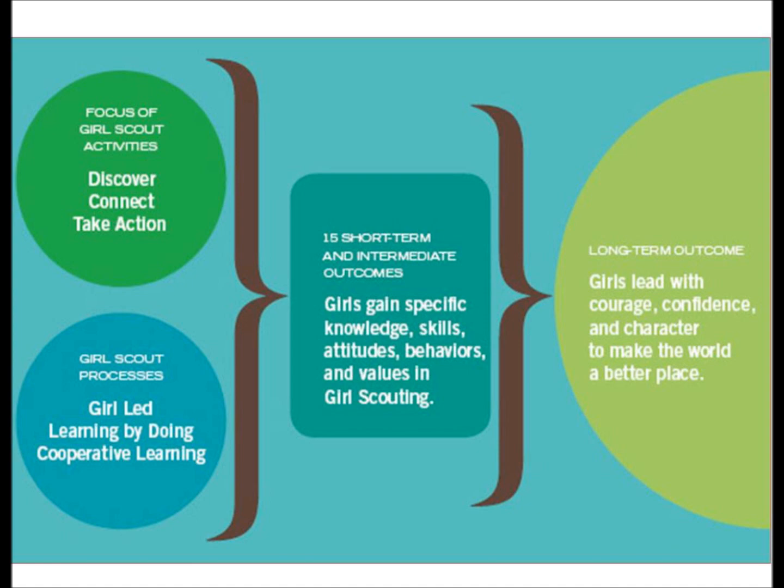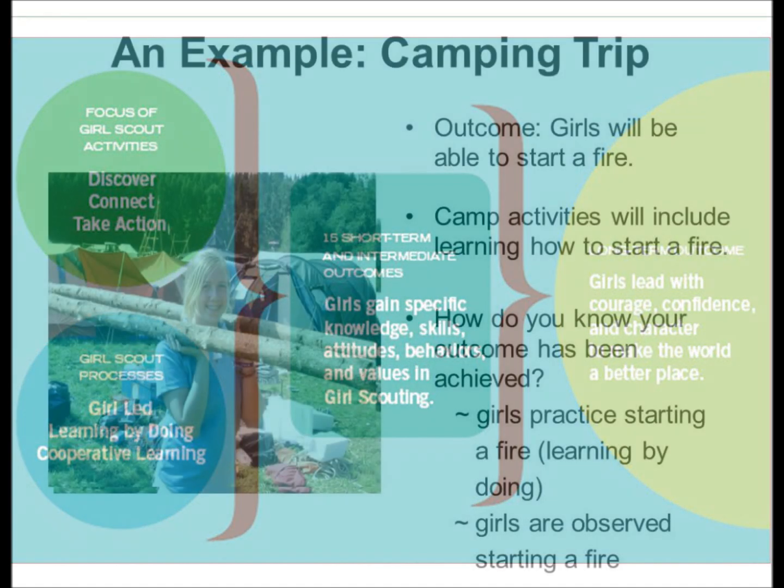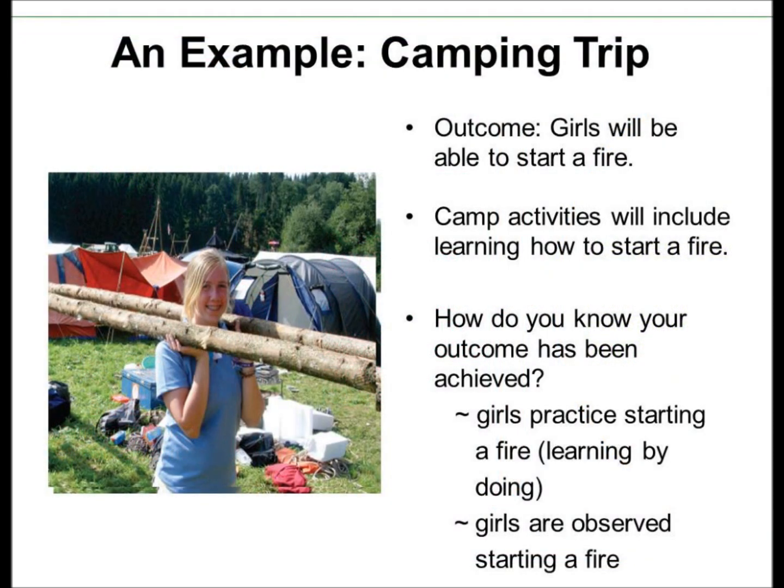Let's use a simple example that is not part of the GSLE. If you were to take a few girls on a camping trip, what are some benefits that you want the girls to achieve on the trip? What changes do you want to see in those girls because they went on the trip? Let's pick a simple goal or benefit, such as being able to start a fire. One of the benefits that you want for girls who go on your camping trip is for them to be able to start a fire. That is your outcome, for girls to be able to start a fire.